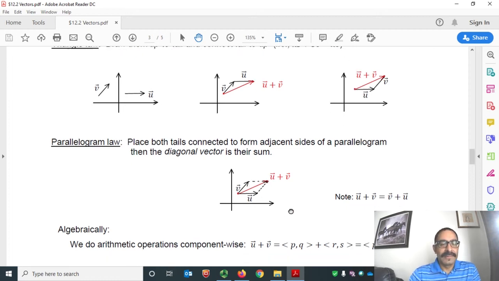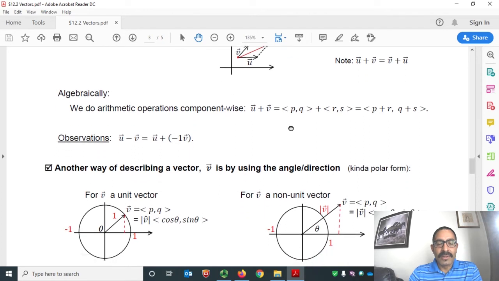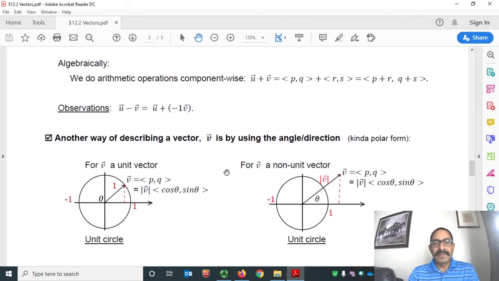Great. Now algebraically we do arithmetic operations component-wise. U plus v: this is the u vector, this is the v vector, so we add the corresponding components. Awesome. I hope this vector addition and scalar multiplication makes sense to you all. Now let's move on. Another way of describing a vector is by using directions.